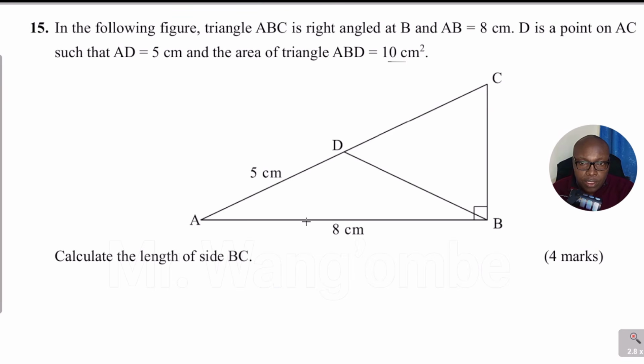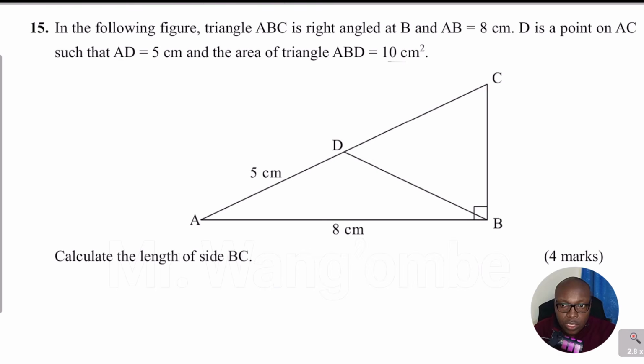What is going to help us in this question is triangle ABD. The reason is because you've been given the area as 10 centimeters squared. Now, how do you get the area of triangle ABD? Looking at the sides given, the formula that you can use to get that area is a half times the product of the two given sides, that is 5 by 8, and then multiply by the sine of the included angle, that is the angle between the two given sides. So when I use this formula, I'll be able to get this angle.